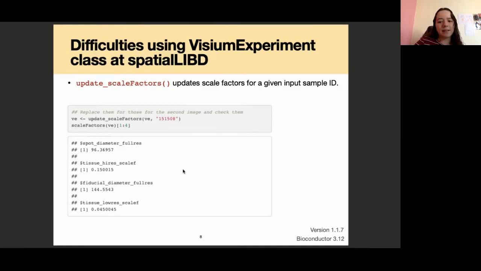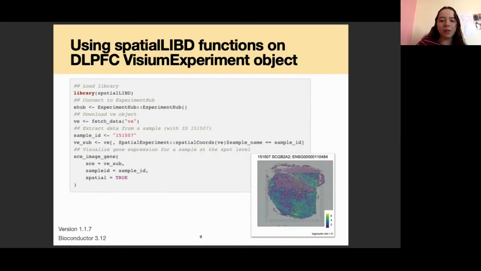And here, I am showing you an example of one of our spatialLIBD functions working with a VisiumExperiment object. So we retrieve here a VisiumExperiment object containing DLPFC data. Then we generate an object containing data for just one sample, and we use this function called SCEImageGene in the data to visualize the expression for a given gene at the spot level. And here I am showing you the generated image where we are observing the log counts for a gene for each spot.